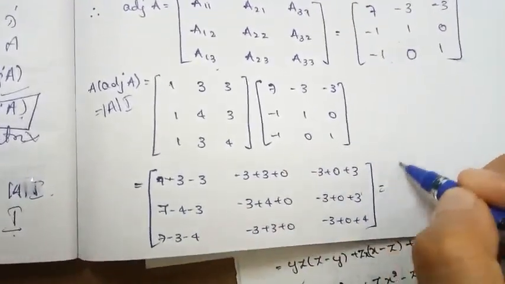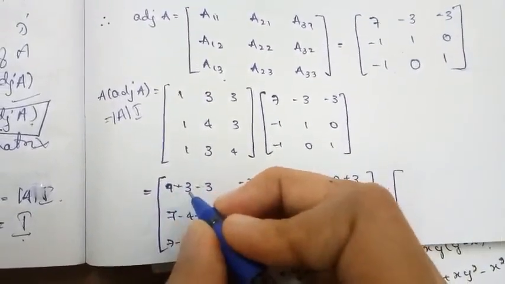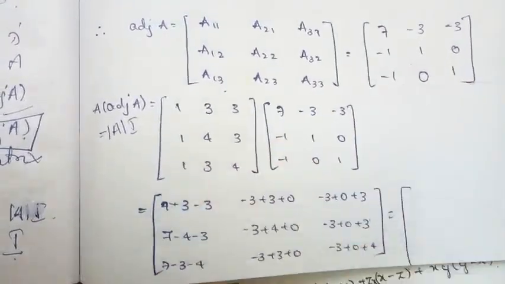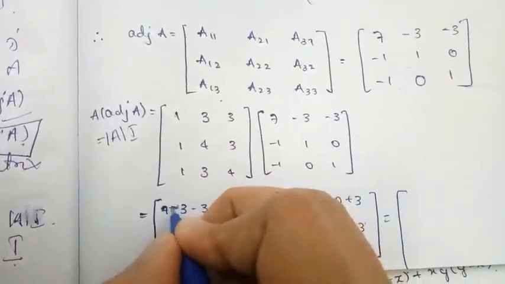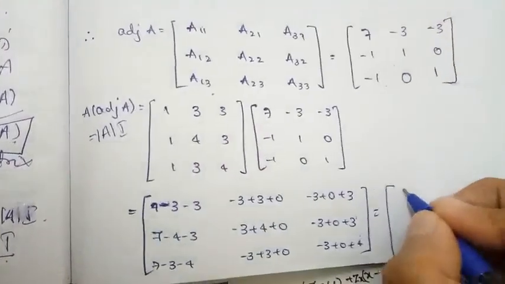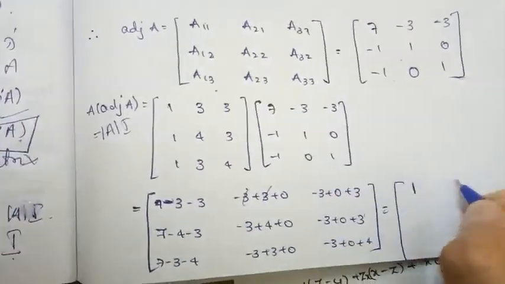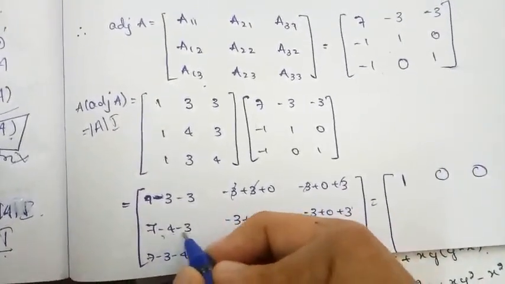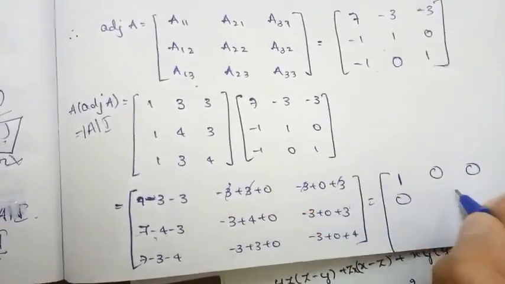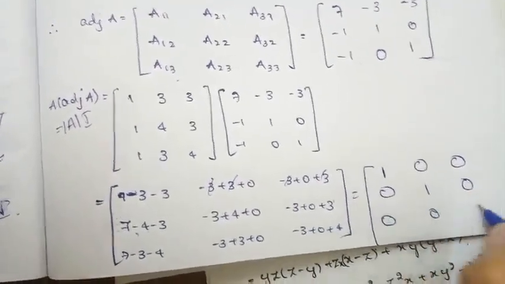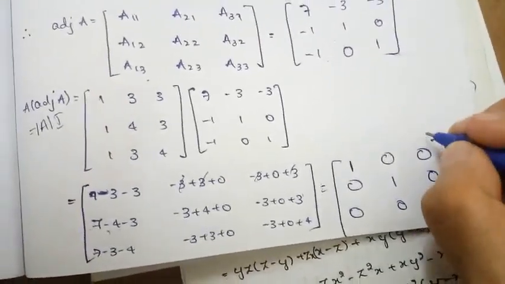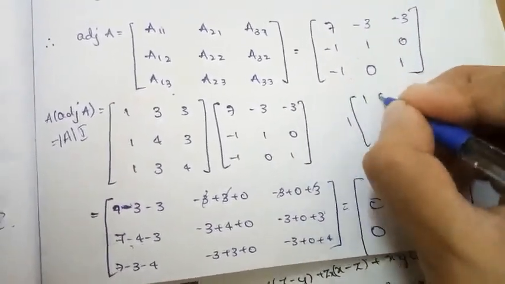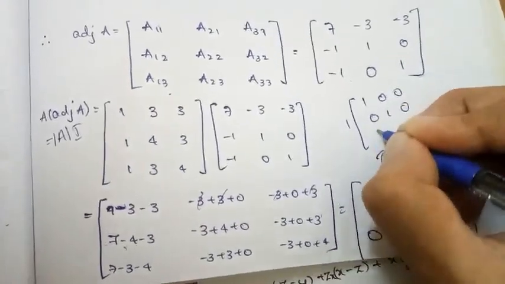After solving, that is 7 plus 3 minus 3. It's 7 minus 3 minus 3, not plus 3. 7 minus 3 minus 3 becomes 1. Here this one cancels, 0. Again here 7 minus 4, it is also 0. Here it is 1, 0, 0, 0, 1, which is nothing but your identity matrix. So I can write this as 1 into 1, 0, 0, 0, 1, 0, 0, 0, 1.